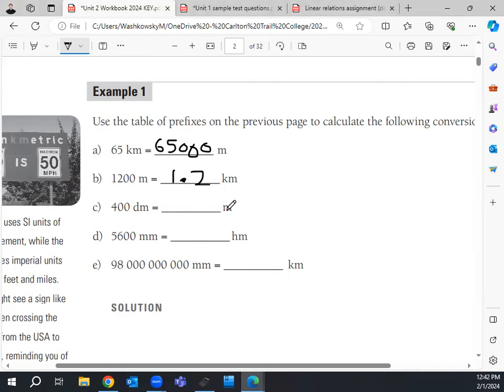So I'm going to give you guys just 1 minute. Try out questions C, D, and E using this table up here. I'll quickly power through those answers.